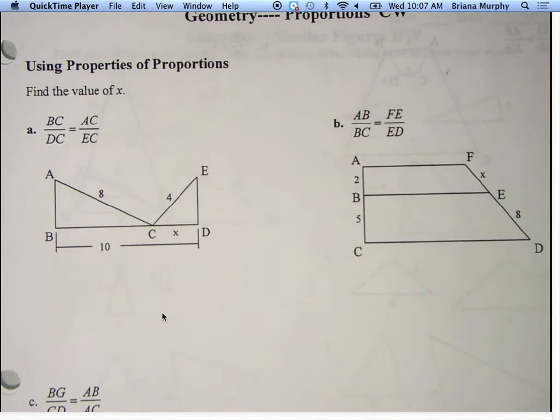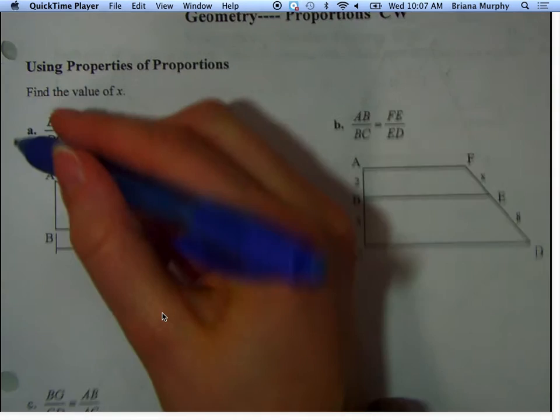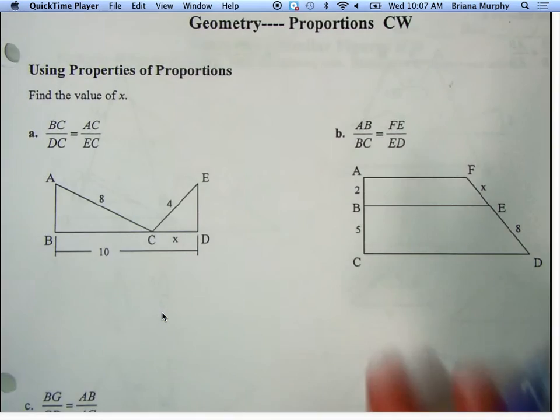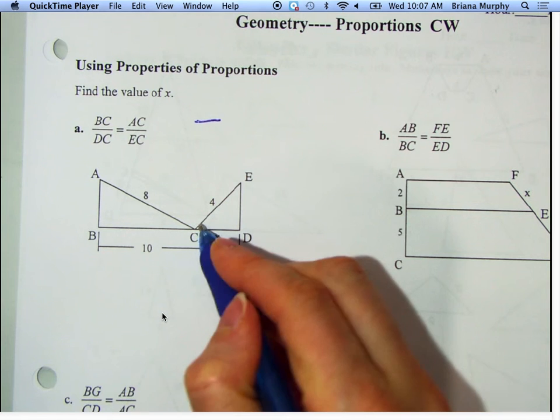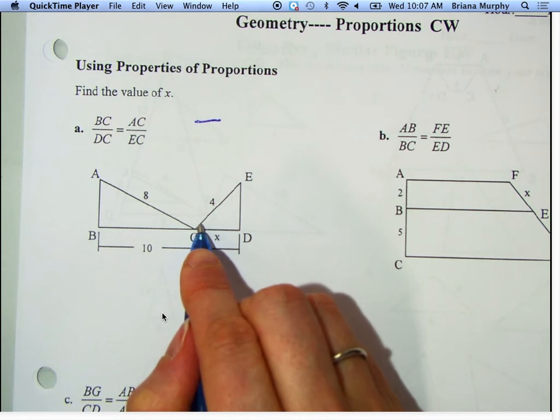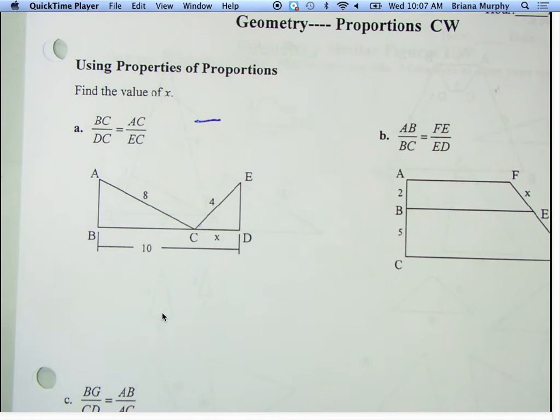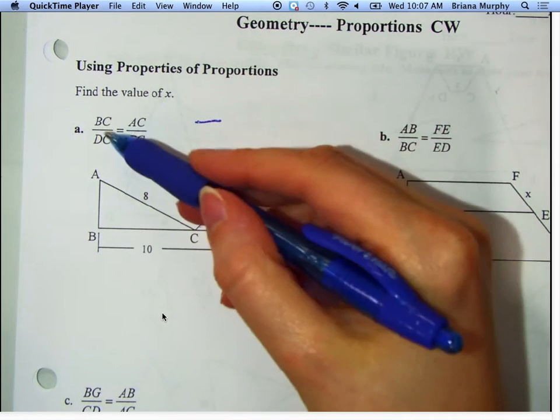with figures. We did a little bit yesterday, but we're going to do it more today. Okay, so first thing we've got to do is replace all of these right here with numbers. So instead of BC, what do I want, guys? How am I going to get B to C? That's kind of a tough one. Let's do the one under it first. What's DC?